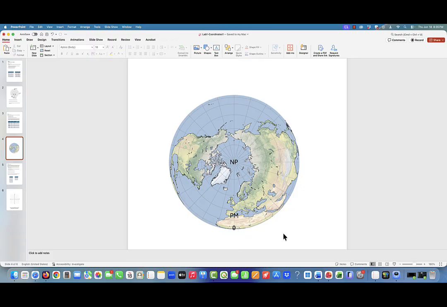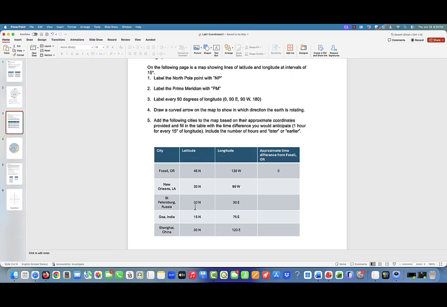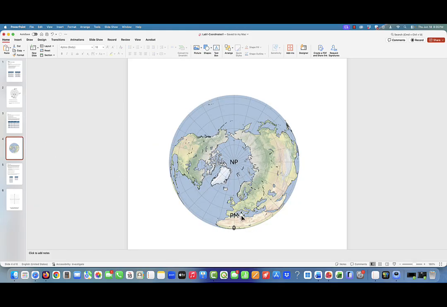All right, great. The next thing it asks us to do is to label every 90 degrees of longitude. So we already have the 0 one on there. That's a good start. I'm going to put on the one over here, this horizontal line here, and that's going to be 90 degrees. If we want to verify that, we can count them: 15, 30, 45, 60, 75, 90 degrees. And since that's east of the prime meridian, it's 90 degrees east. That's also positive 90 degrees.